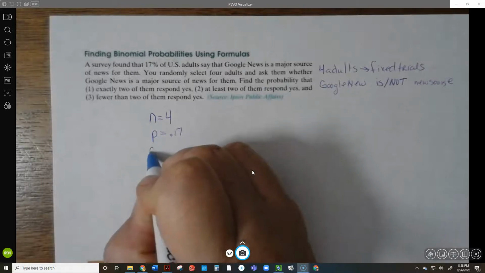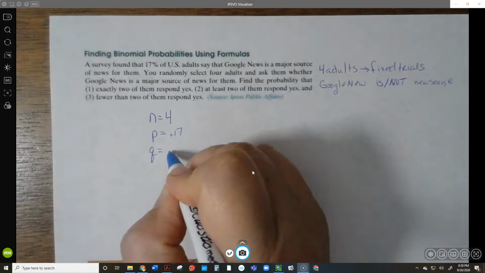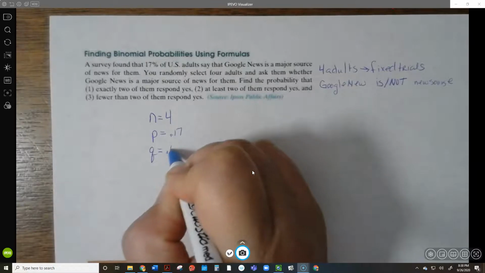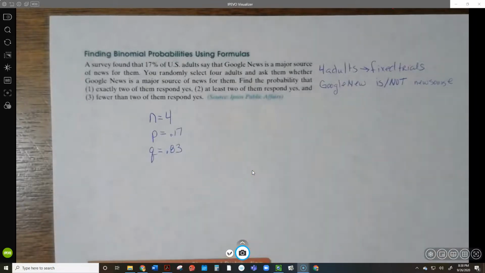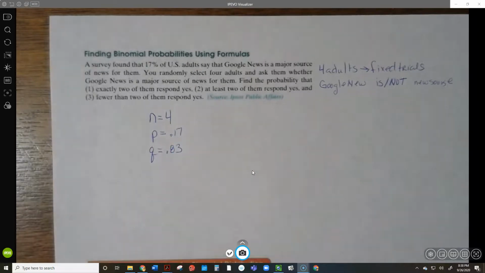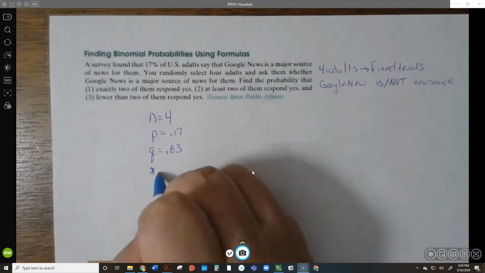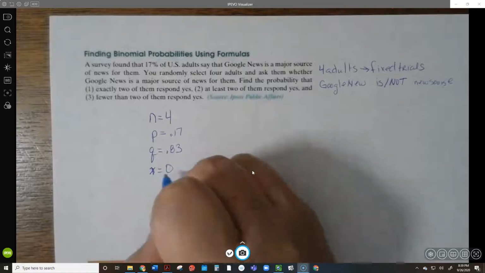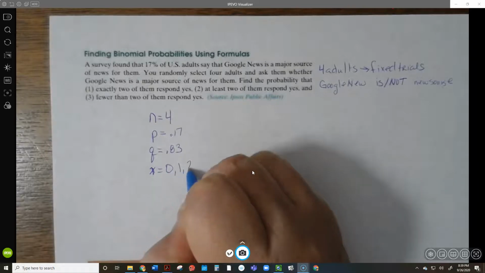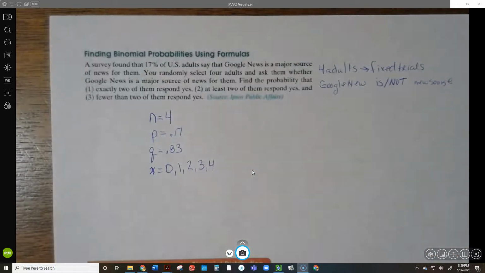And so if P is 0.17, Q is going to be 1 minus 0.17. So I believe that's 0.83 because 1 minus 0.17 is 0.83. And then since we only selected 4, the number of people who can say yes: 0 can say yes, 1 can say yes, 2 can say yes, 3 can say yes, or 4 can say yes. We only asked 4 people.